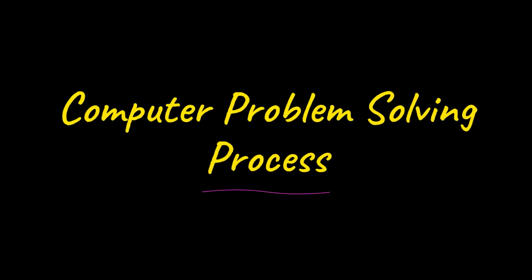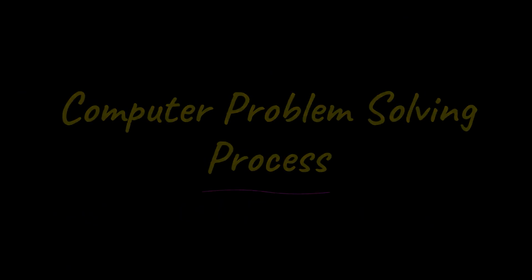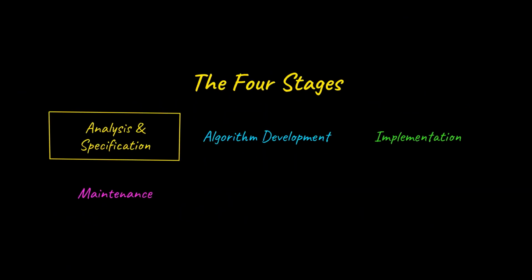The computer problem-solving process is a 4-stage framework designed specifically for software projects. Unlike general problem-solving, it follows a product from its very first requirements all the way through years of ongoing care. The 4 stages are analysis and specification, algorithm development, implementation, and maintenance.